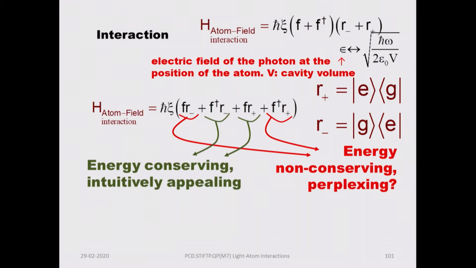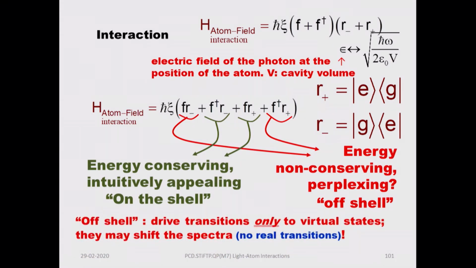Whereas the inner 2 terms, which are underscored by the green arcs, conserve energy, they are intuitively appealing, and we feel comfortable with those, but the other 2 are also there. Okay? So, these energy conserving terms are called on the shell, and those which do not conserve energy are called off shell. Off shell terms cannot induce real transitions, they will not even conserve energy, but they can shift the spectra to virtual states, and this is what is involved in the Lamb shift.